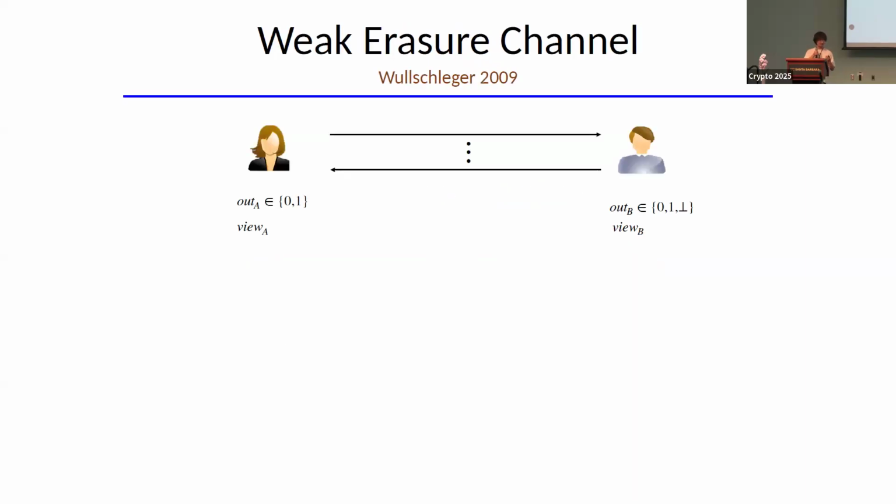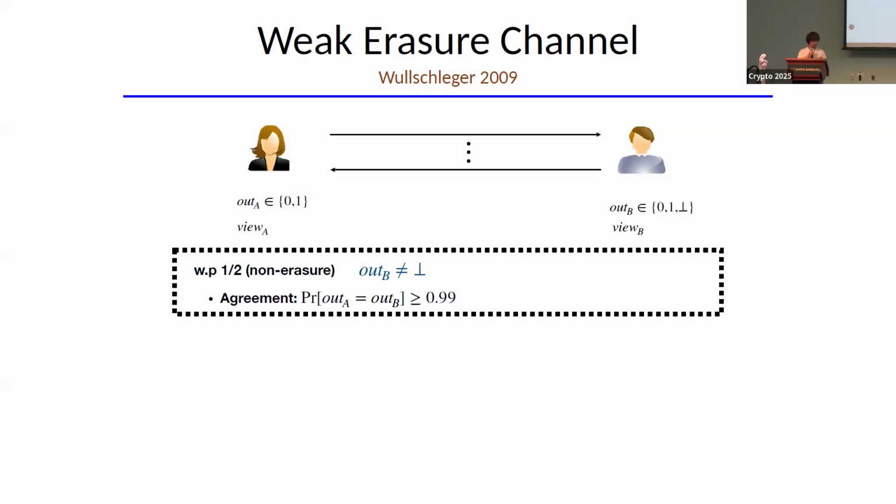We use a tool called weak erasure channel, which was introduced by Wullschleger. In this channel, Alice and Bob want to use a protocol to exchange information. In the non-erasure case, they successfully do it. In this case, out A equals out B.